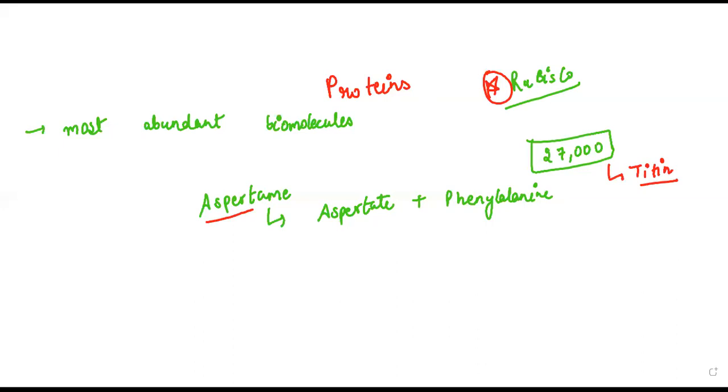Okay, let me repeat, starting from the beginning. Proteins are the most abundant biomolecules. The categories that we discussed in the previous class, apart from carbohydrates, lipids, and nucleic acids, proteins are the most abundant biomolecules. Rubisco is an enzyme involved in carbon fixation. It is the most abundant enzyme and it is proteinaceous in nature.